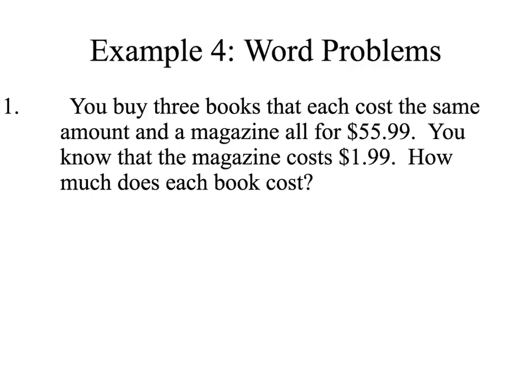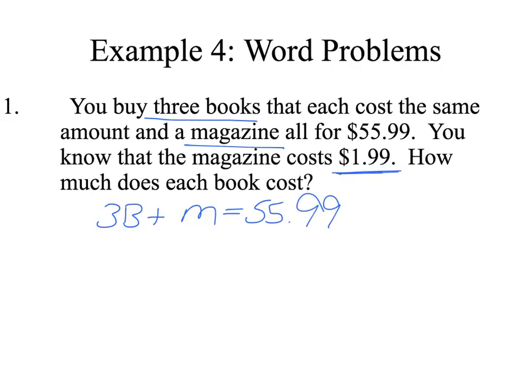So now we have the word problem. Again, a lot of information in here you may need or you may not need. So let's read the problem first. We buy 3 books that each cost the same amount and a magazine, all for $55.99. You know that the magazine costs $1.99. How much does each book cost? Well, let's look at what we have here. I bought 3 books and I bought a magazine. So 3 books plus my magazine is going to cost $55.99.